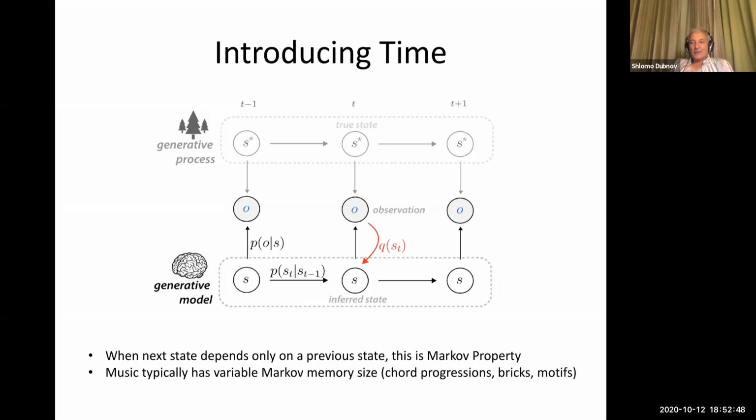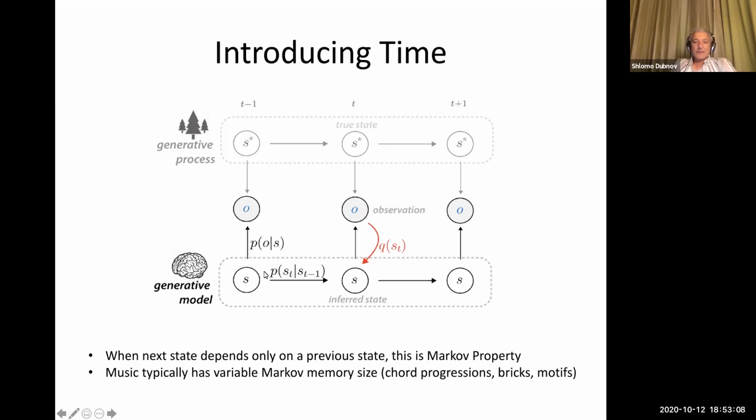that was kind of the idea, that you have some kind of probability of the next event depending on the previous event. Of course, you can have not only one step back memory, you can have many steps back. So this is what's called variable Markov memory size. And music typically has variable Markov memory.